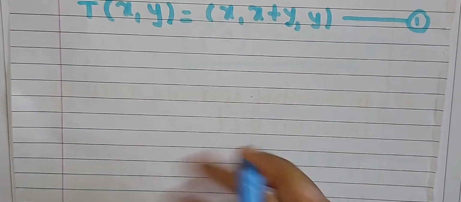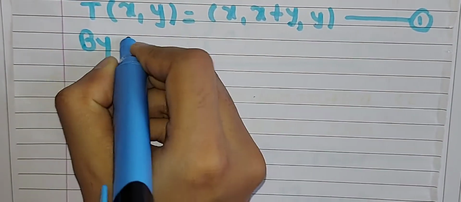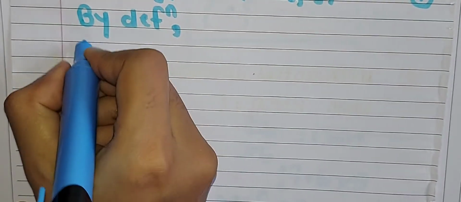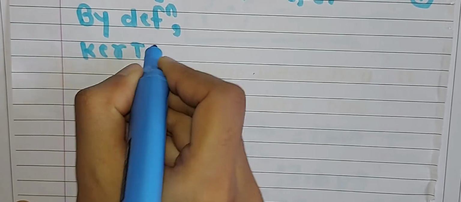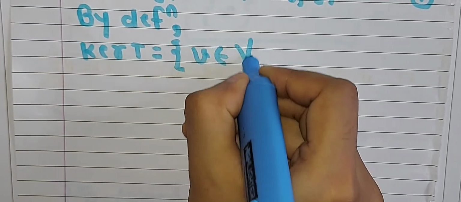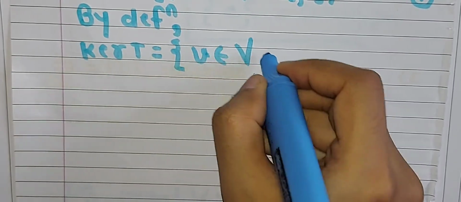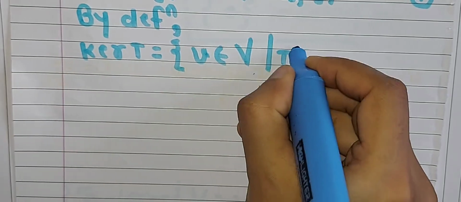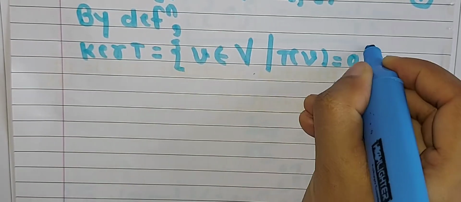Now by definition, which we have already discussed in the previous lecture, the kernel of T is equal to the collection of all elements from the domain, that is, all v belonging to V such that whenever we apply T on v, that is, T of v is equal to 0.